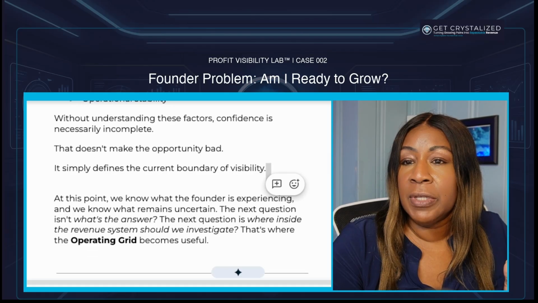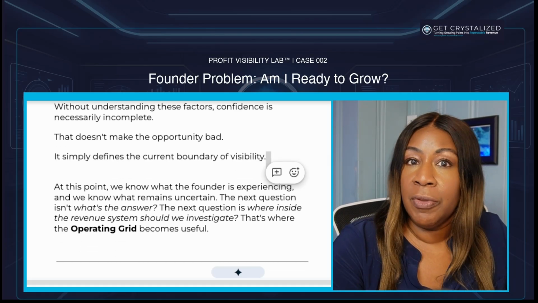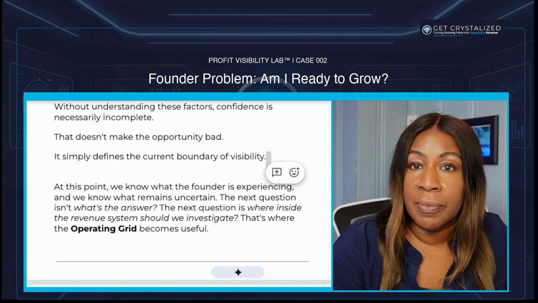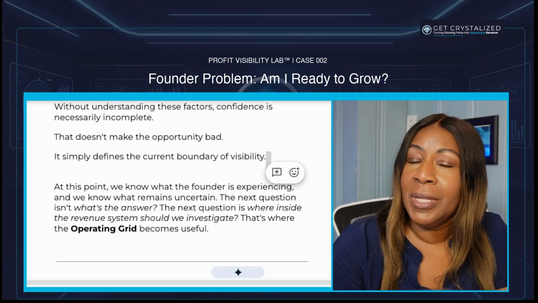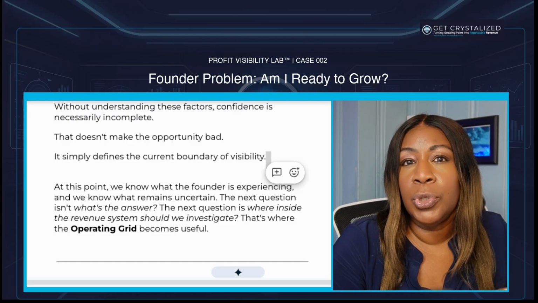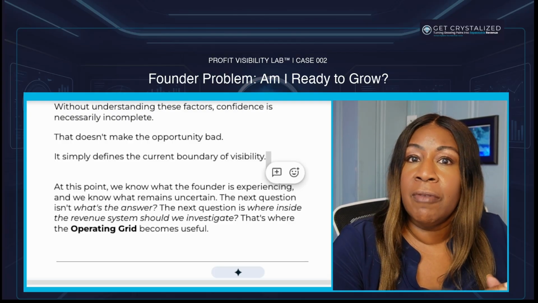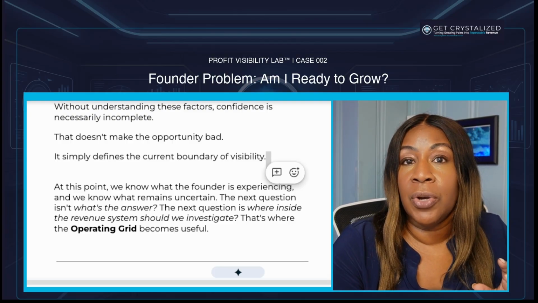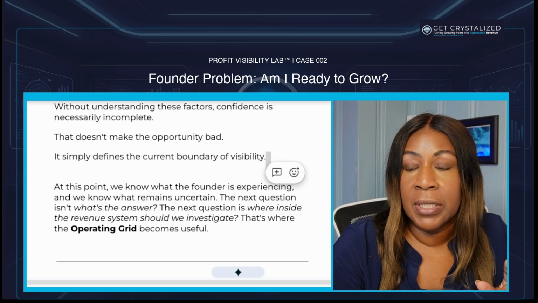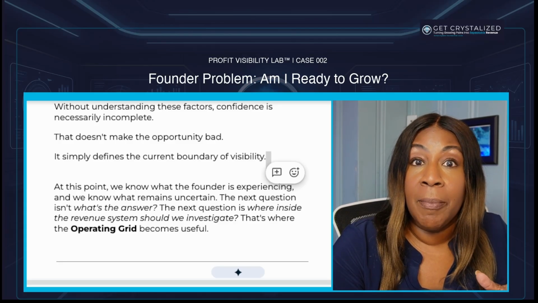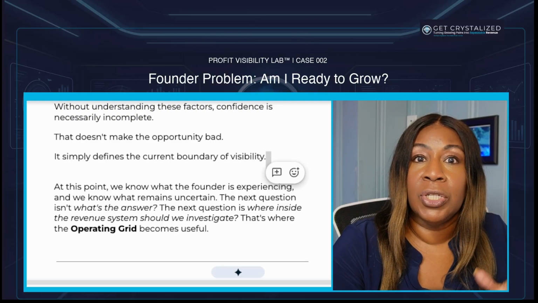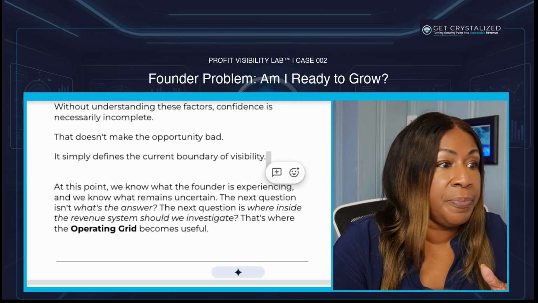Then we ask ourselves at this point, we know the founder question, we know what remains uncertain, but how do I get some level of certainty on those things that lack visibility in my business? Where inside the revenue system should we investigate? For this, the operating grid allows us the ability to locate. So let's check it out.